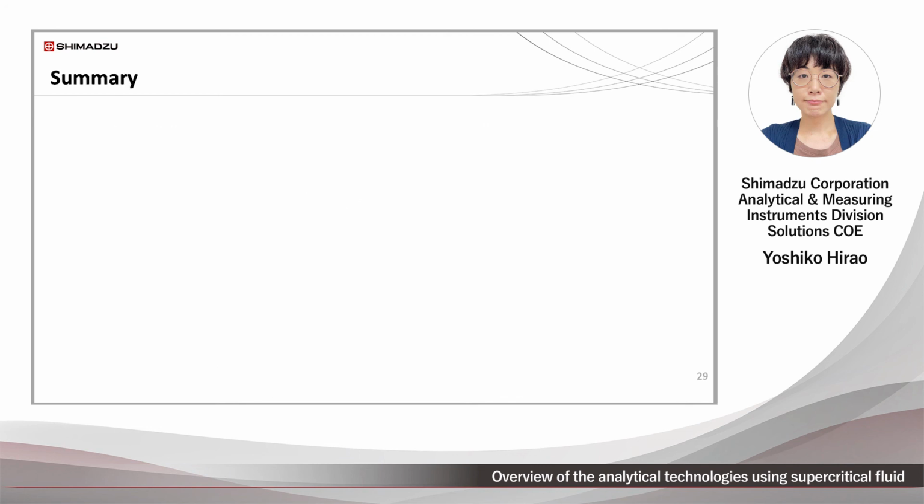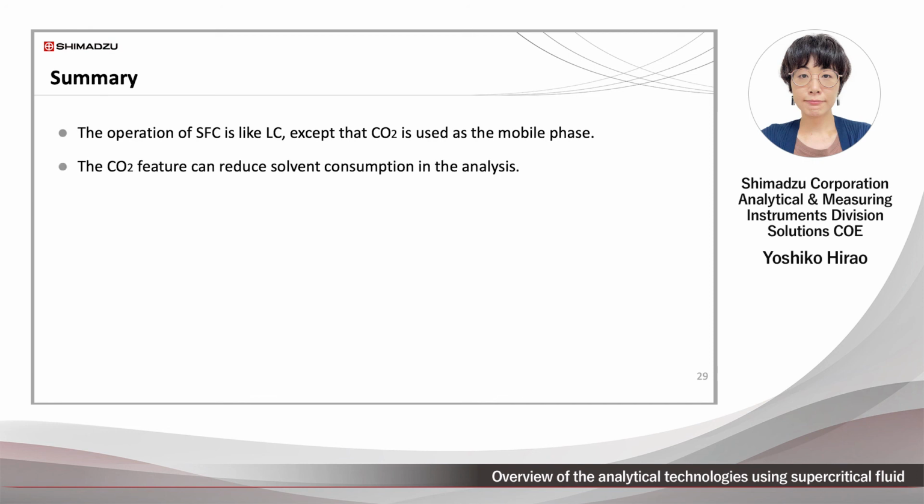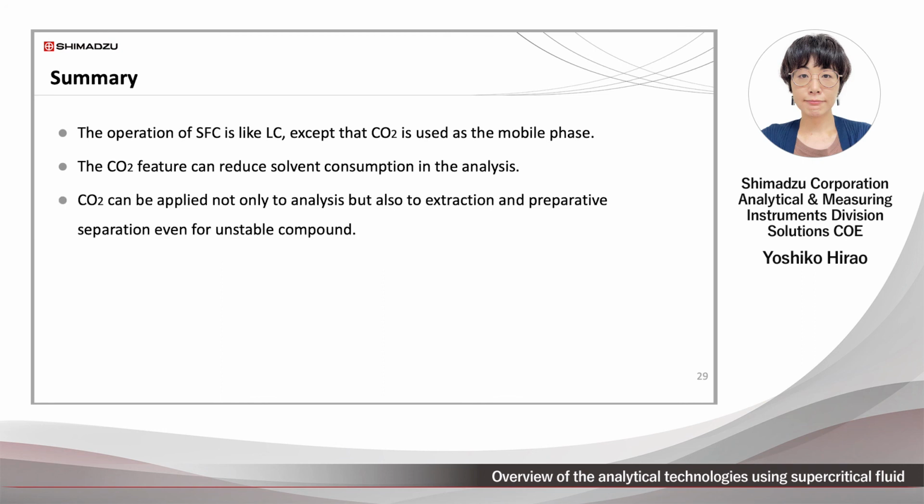To conclude my presentation, I'd like to summarize the points. First, the operation of SFC is like LC, except that carbon dioxide is used as a mobile phase. Second, the carbon dioxide feature can reduce solvent consumption in the analysis. Third, carbon dioxide can be applied not only to analysis but also to extraction and preparative separation, even for unstable compounds.